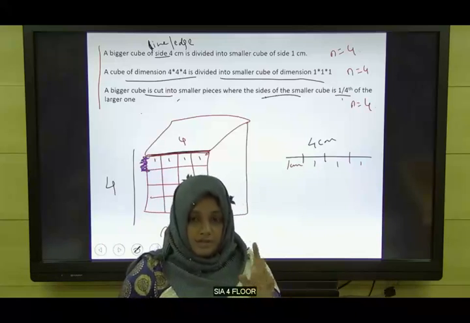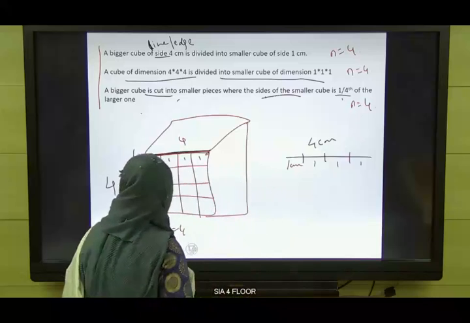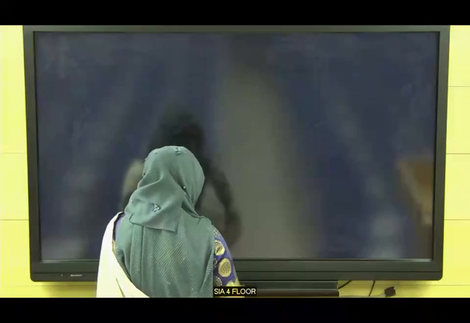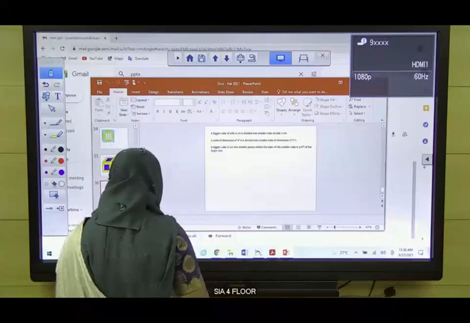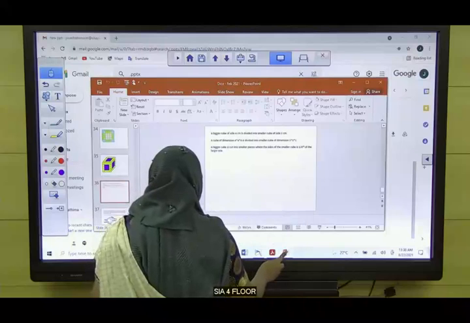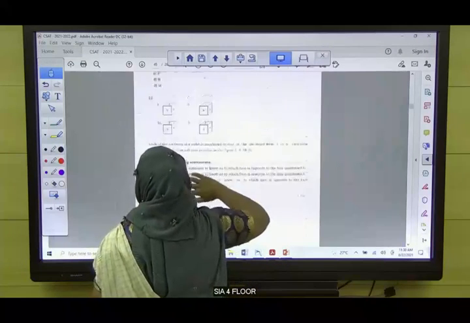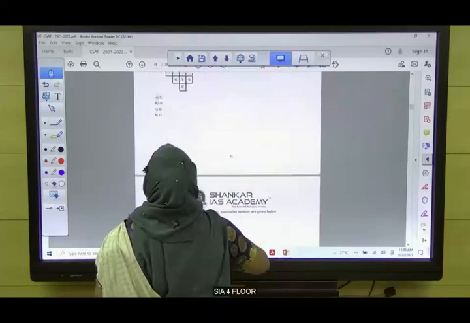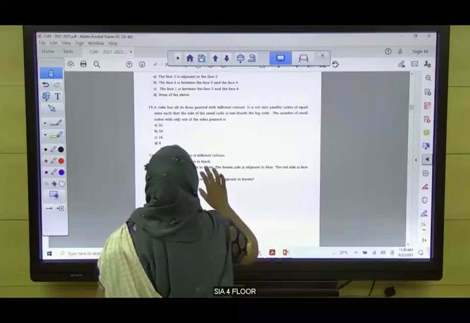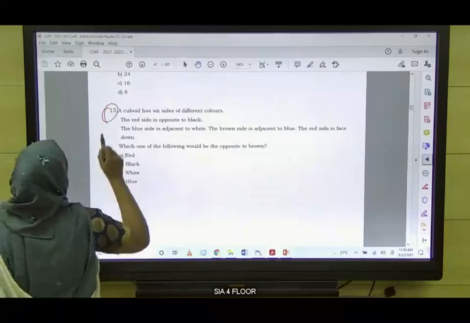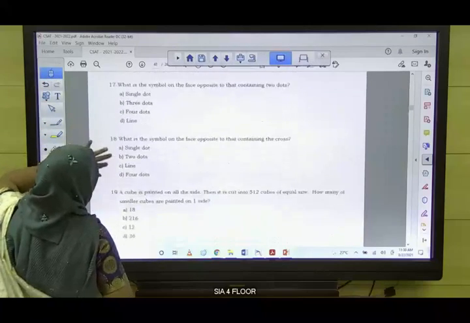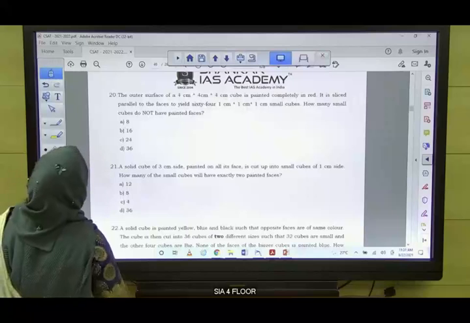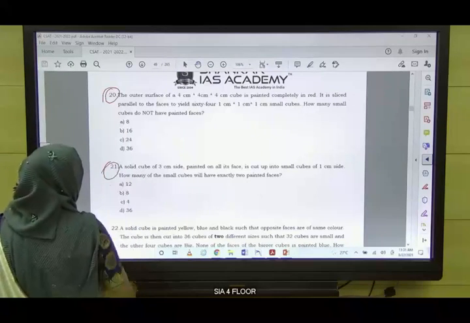Now you take your handout and try to solve the problems which are based on cube. Okay, take your handout. I'll tell you the question numbers. Question number 15, question number 19, 20, 21. Do all these.